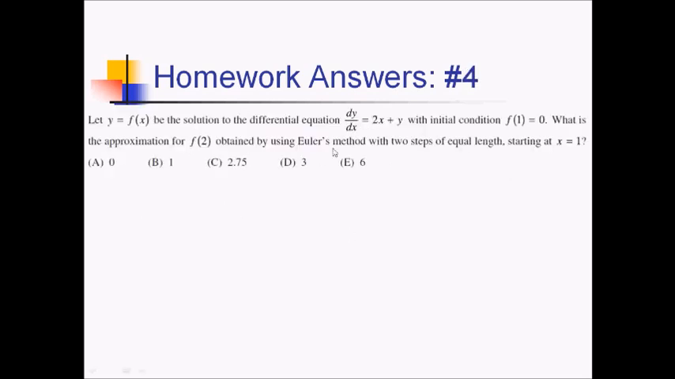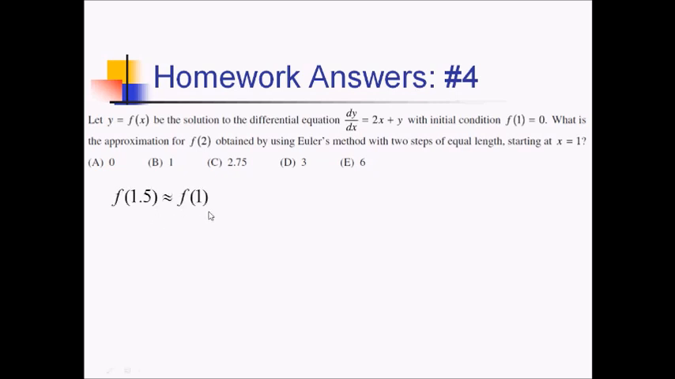On this problem, we've got this differential equation 2x plus y, initial condition f of 1 equals 0, and we want f of 2 with Euler's with 2 steps of equal length starting at 1. So let's see, if I'm starting at f of 1, and I'm doing this in 2 steps, I need to find f of 1.5 first. Then I'll use that to figure out f of 2. So we're going to use a step size then of 0.5 if we're going from x equals 1 to x equals 2. All right, so I'm going to start with f of 1.5. I need to find that first.